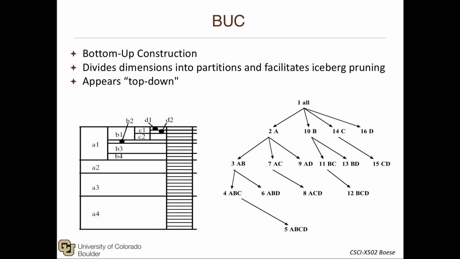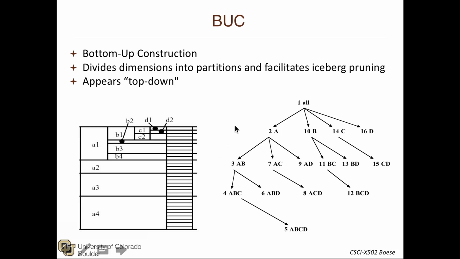So BUC constructs the cube from the apex, so remember the 0 cuboid state where you have no restrictions on what you're grabbing from the data, you're grabbing all of it, towards the base cuboid. So that's how you're constructing this cube. The order of processing allows BUC to prune during construction, and we can use the a priori property. So it consolidates the notions of the drill down.